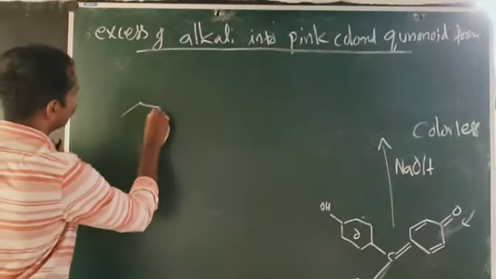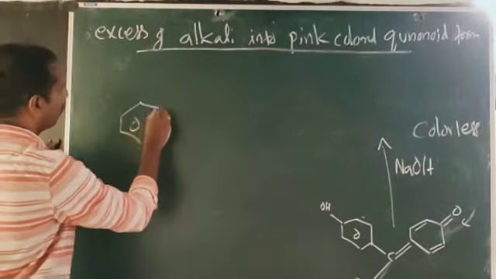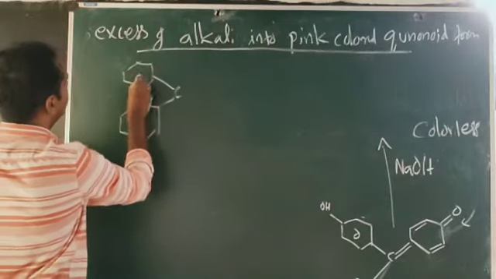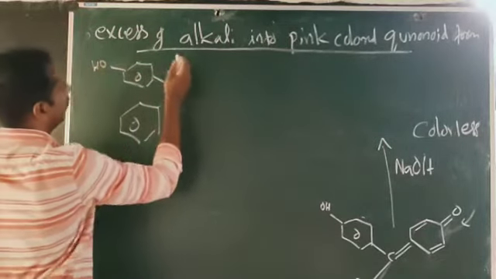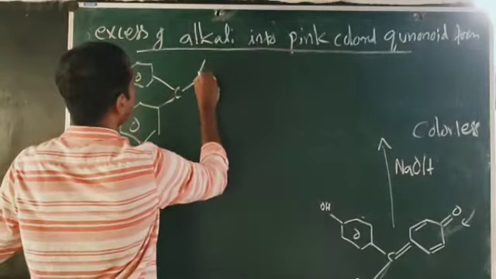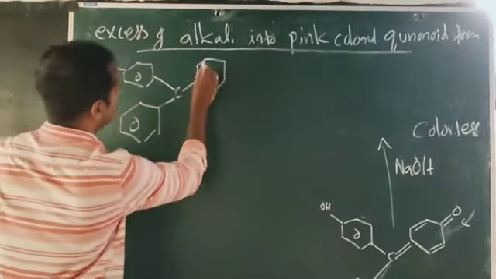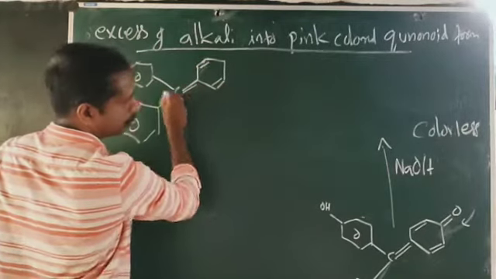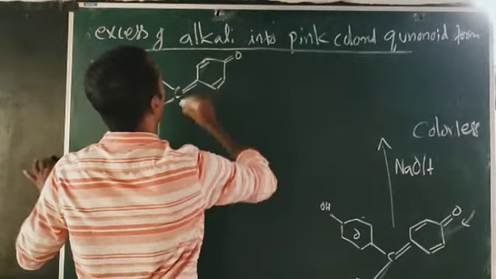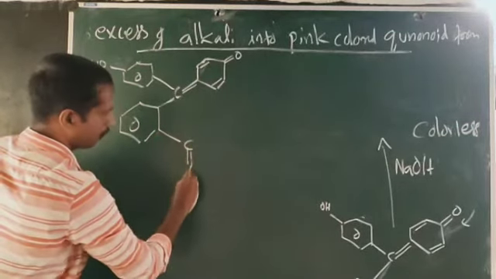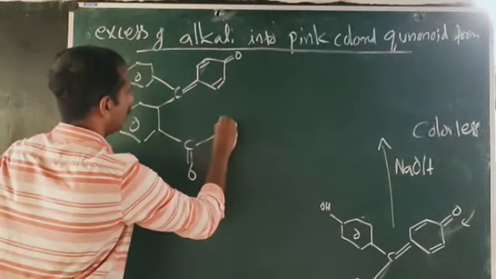So look at here. This is our quinoid form. Once again I am drawing the quinoid form. Here OH, and here it is our ring like this. Here it is double bond, here also double bond, here is a double bond O. Look at here, I am showing the same quinoid form. Here it is O minus.